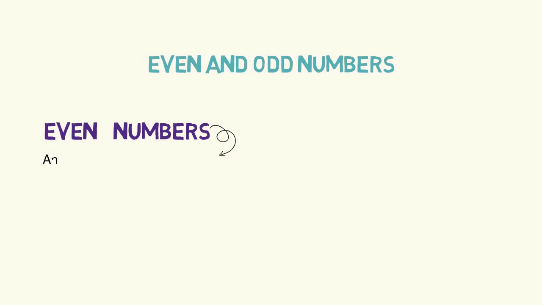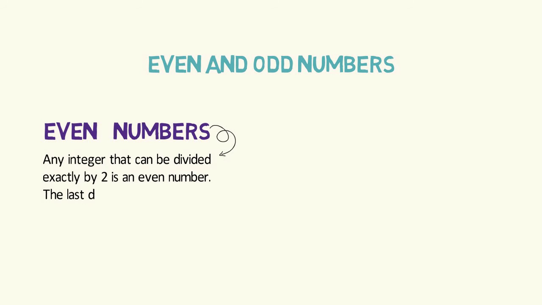Even and odd numbers. Even numbers. Any integer that can be divided exactly by 2 is an even number. The last digit is 0, 2, 4, 6, or 8.